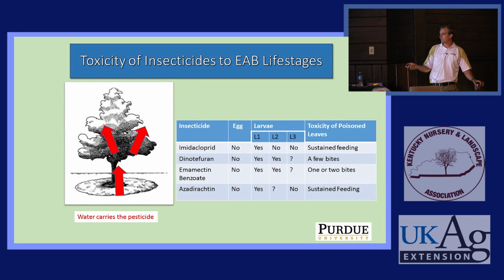As for adults, it takes sustained feeding to kill with imidacloprid, just a few bites with the dinotefuran and emamectin benzoate, and then azadirachtin, it takes like 6 days. It's very sublethal, but it has a lot of adverse side effects that show up when they try and lay eggs.